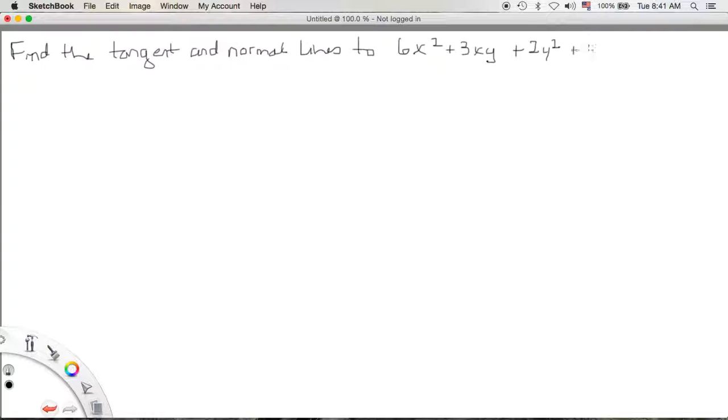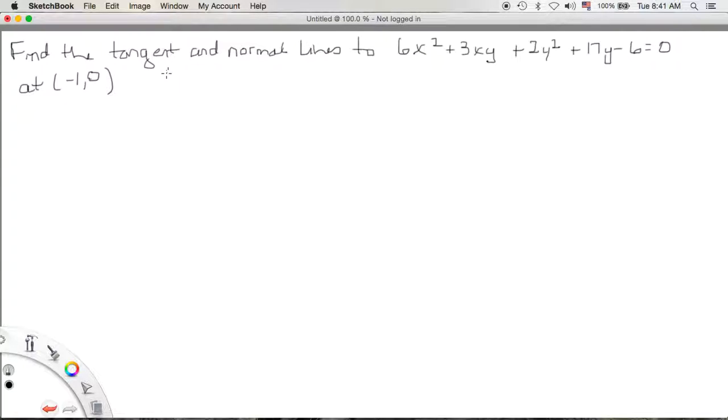All right, let's look at one more. What if we want to find the tangent and normal lines to 6x squared plus 3xy plus 2y squared plus 17y minus 6 equals 0 at -1 comma 0. Now if you look at this, you'll notice it's an ellipse. Hopefully you remember that from your conics from last year. And so we're looking at this particular point on the ellipse to find the tangent and the normal lines.